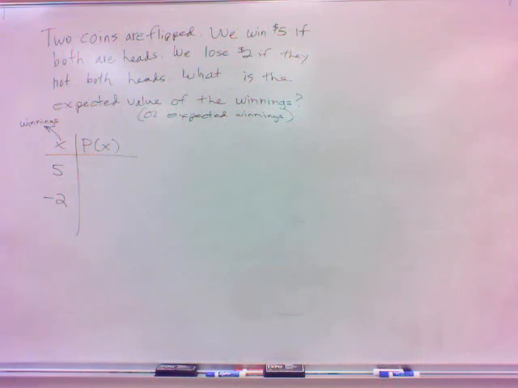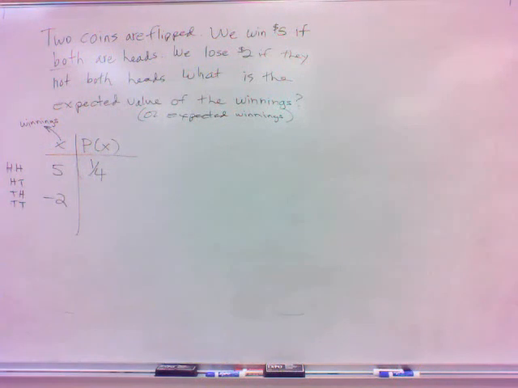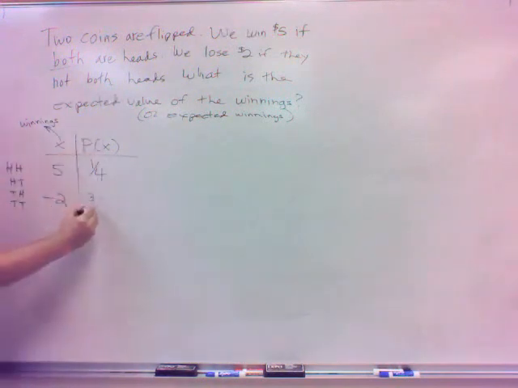Okay. Now I need to know probabilities. What is the probability that I win $5? Well, the probability I win $5 is the probability that I get both heads. What's the probability that it's both heads? Well, again, if you want to write it out, heads heads, heads tails, tails heads, tails tails. So it's the probability both are heads, 1/4. What's the probability I lose $2? Well, it's the probability that I don't get both heads. 3/4. Yeah. With me?